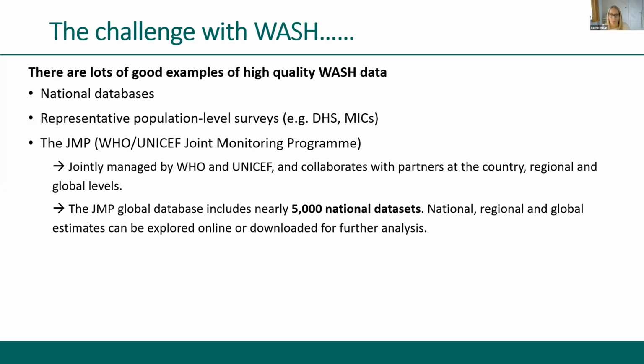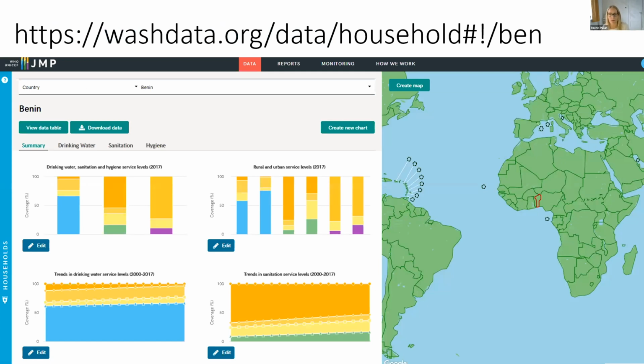The JMP, the Joint Monitoring Programme, is mandated to produce WASH data globally, and they have an excellent database which includes national data sets, and you can query it and see really useful data at a national level. So I'm showing an example here from their website. If you go to their website, you can query a country, and straight away you can interrogate it. You can look at different indicators. You can look at access between urban and rural areas. You can look at changing access over time.